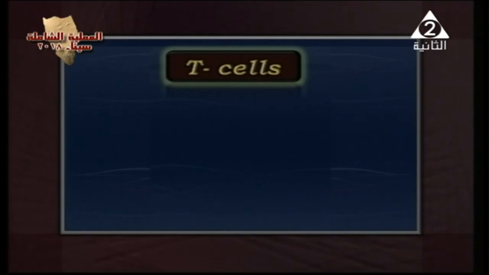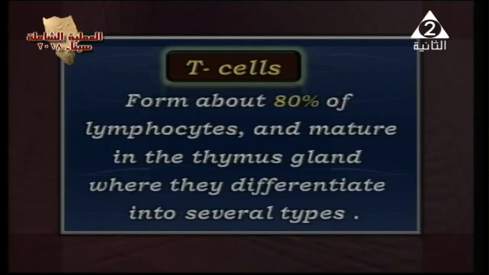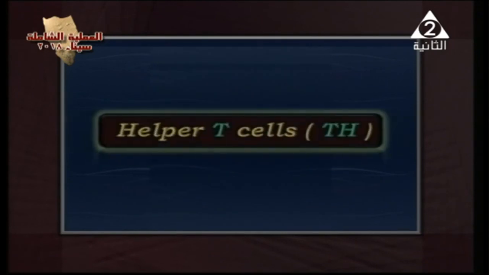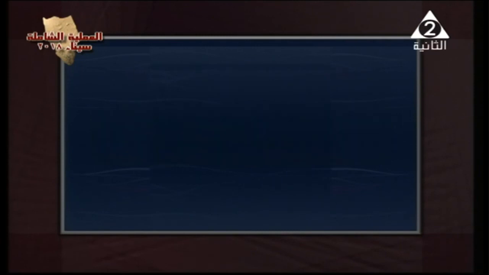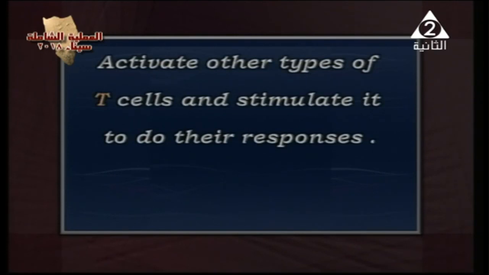Then we have the second type, which is T cells. They form about 80% of the lymphocytes and mature in the thymus gland. So we have the first type, which is what? B cells, identifying and destroying. Number 2, T cells. They form about 80% of the lymphocytes and mature in the thymus gland, where they differentiate into several types. So B cells have just one type, while T cells are of different types. Like what? We have helper T cells. The first one, which is what? Helper T cells. They activate other types of T cells.